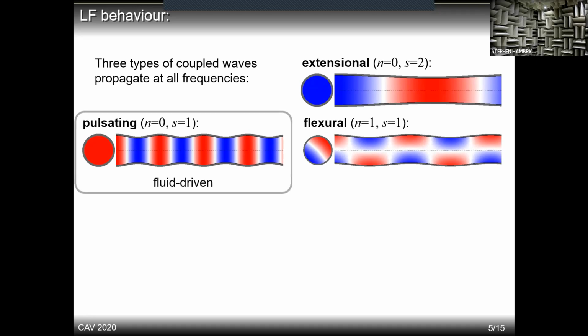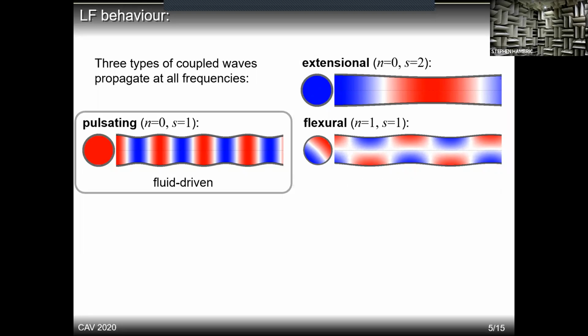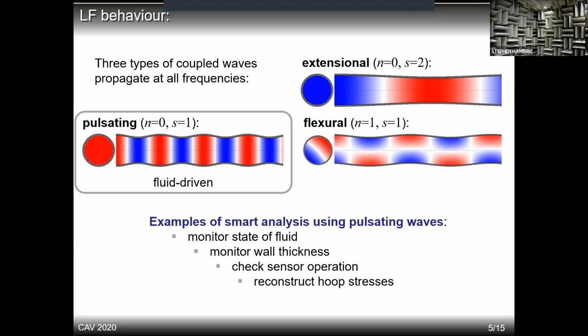The pulsating wave is driven mostly by the fluid, while the other two are mostly driven mechanically. We shall focus in this presentation on this pulsating wave, and we shall show how we can do some smart data processing in order to get useful information about the pipe. In particular, how to monitor state of fluid, how to monitor wall thickness, how to check sensor operation, and how to reconstruct hoop stresses in cases where this is of importance.